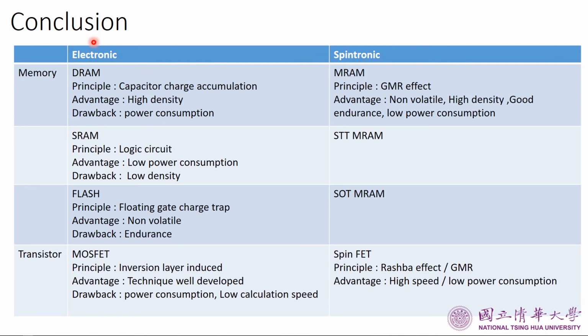And here are short conclusions of the devices we have discussed in this presentation. We can see that different types of devices use different kinds of principles, and they have different advantages and drawbacks. And we can find out the new generation spintronic devices have better performance and advantages compared to the traditional electronics. Therefore, scientists, engineers and companies are doing research on spintronic devices to make our life better in the future.